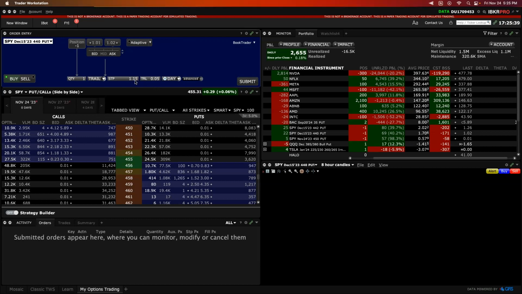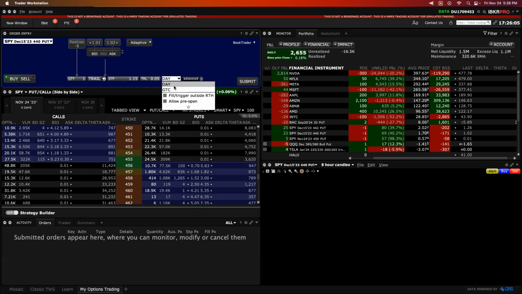So 1.15 plus 5 cents, we're at $1.20, meaning if you look at what we sold this for, $1.70, we set our stop area for a combined $1.20. We're going to get back roughly $50 of profit when this trailing stop loss is executed. If it's never executed, awesome. We can just leave it alone.